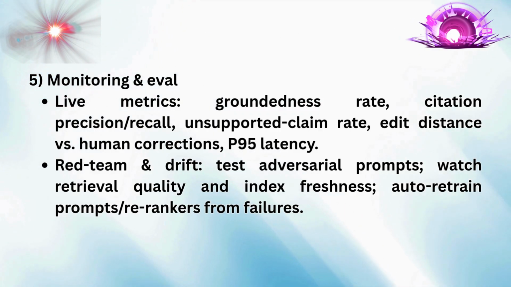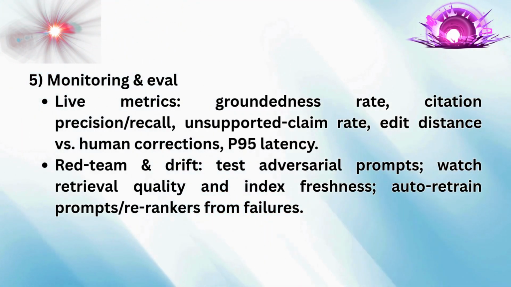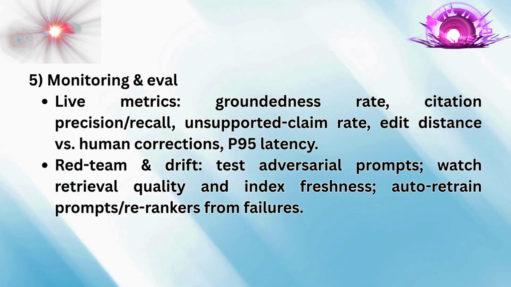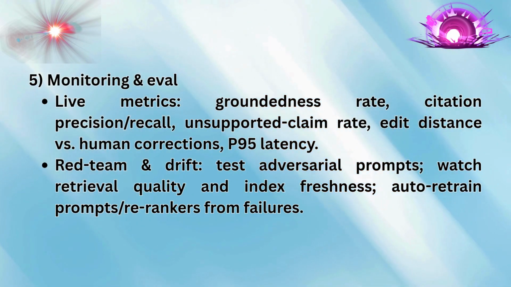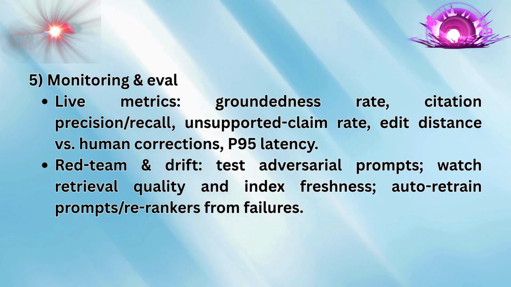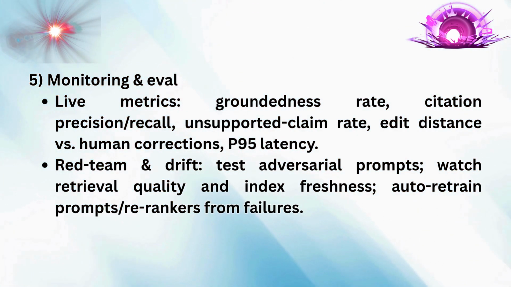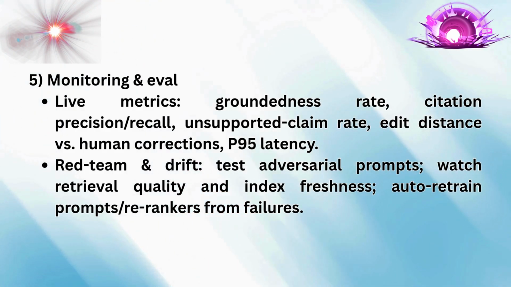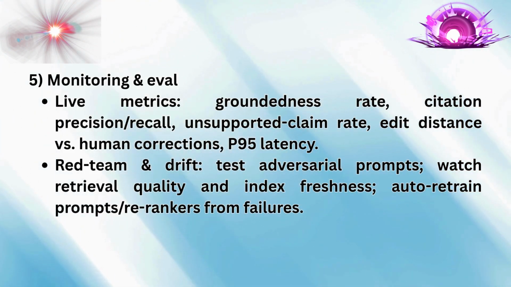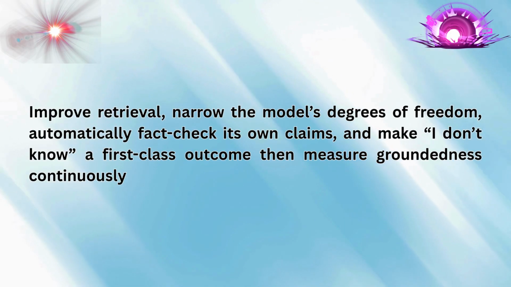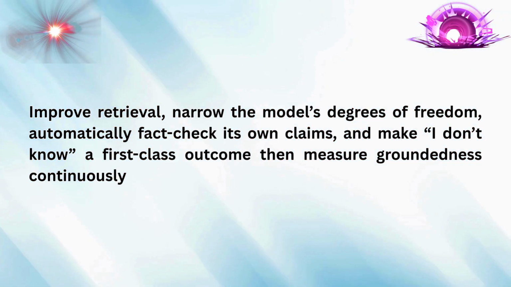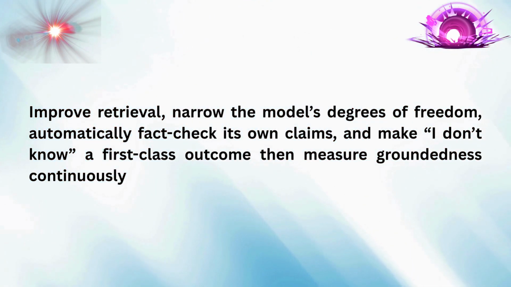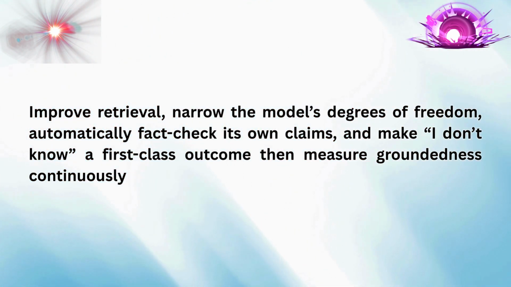5. Monitoring and evaluation. Live metrics: groundedness rate, citation precision and recall, unsupported claim rate, edit distance versus human corrections, P95 latency. Red team and drift: test adversarial prompts, watch retrieval quality and index freshness. Auto-retrain prompts and re-rankers from failures. Improve retrieval, narrow the model's degrees of freedom, automatically fact-check its own claims, and make "I don't know" a first-class outcome, then measure groundedness continuously.